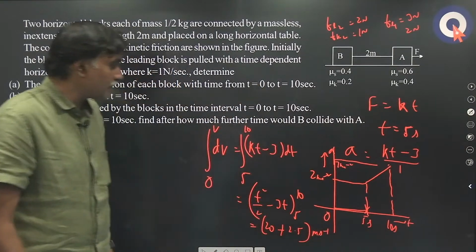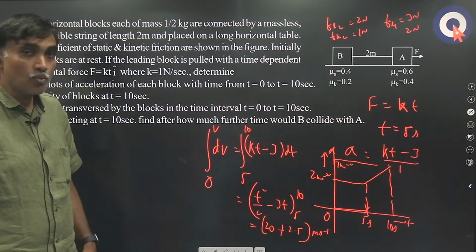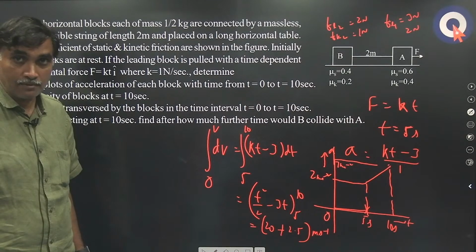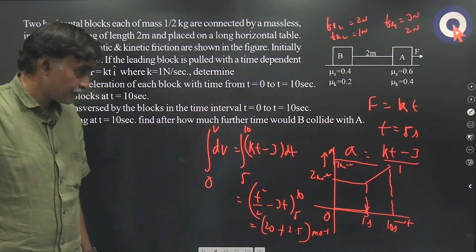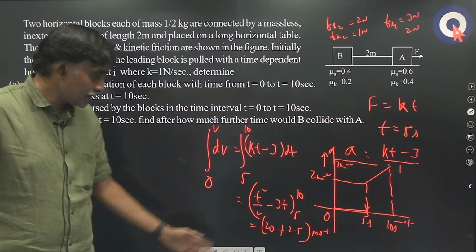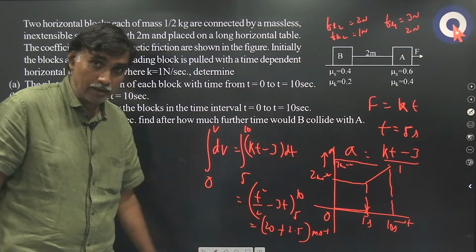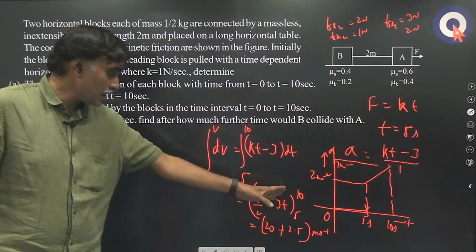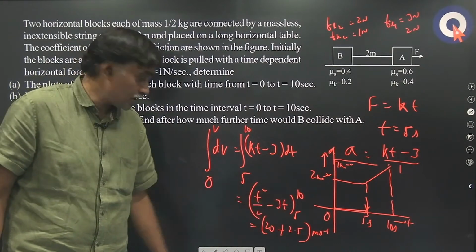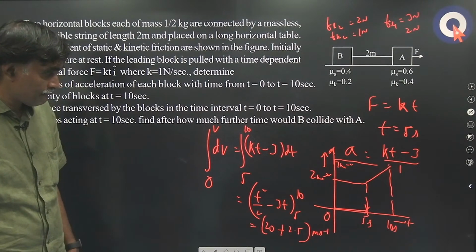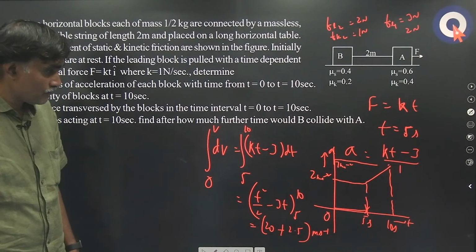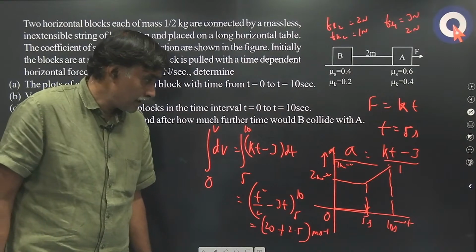So, what is velocity after 10 seconds? It is 22.5 meters per second after 10 seconds. Okay. Calculation you have to see once again. First the upper limit you have to put and then minus the lower limit. Any doubt?